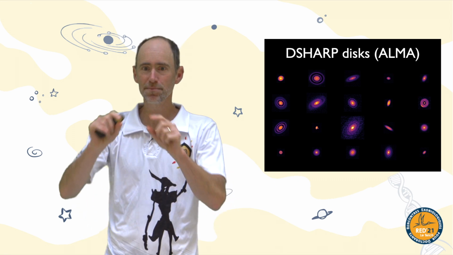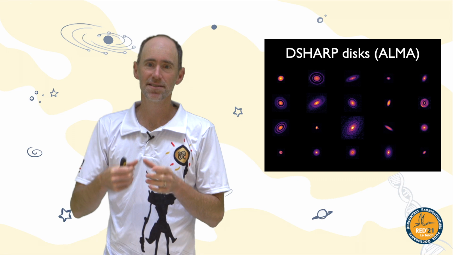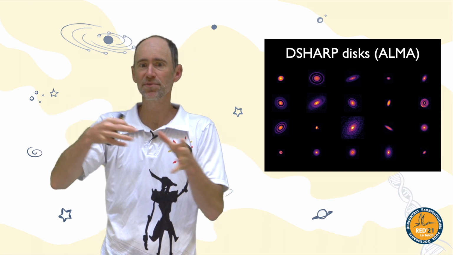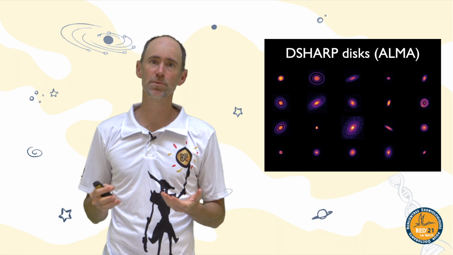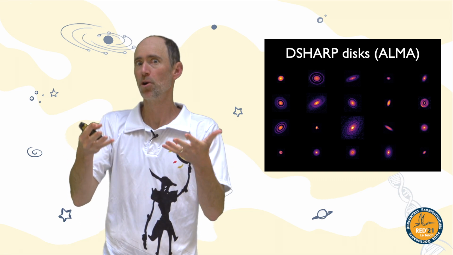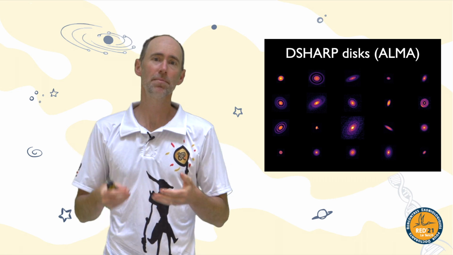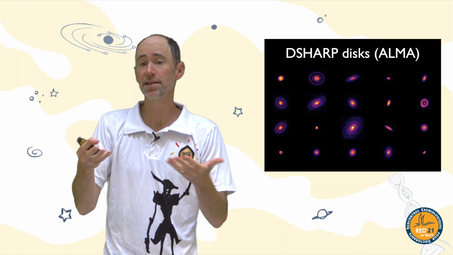And you can see sometimes some disks have rings, some look relatively smooth, some are different sizes than others, some have other types of structures. There's a lot of variety in terms of what disks, the birthplaces of planets, look like. And maybe that has a key influence on what the planets look like.